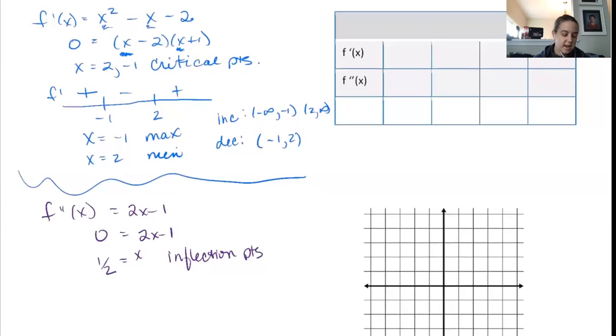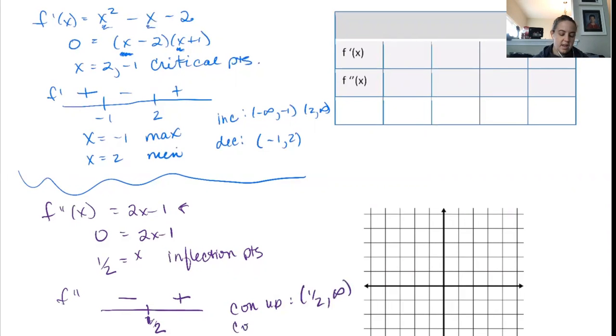Let's do the number line again. Second derivative. Here's my 1/2. A number less than 1/2 is 0. If I put 0 into the second derivative, I get a negative. If I put a number larger than 1/2, say 1, into the second derivative, I get a positive. So we are concave up from 1/2 to infinity and concave down from negative infinity to 1/2.